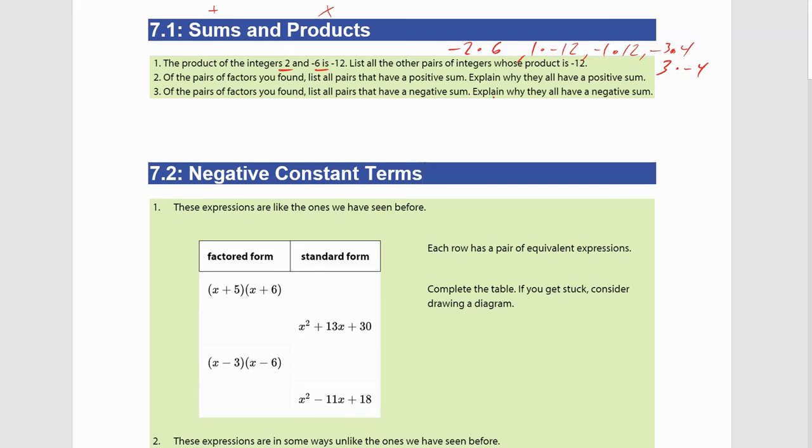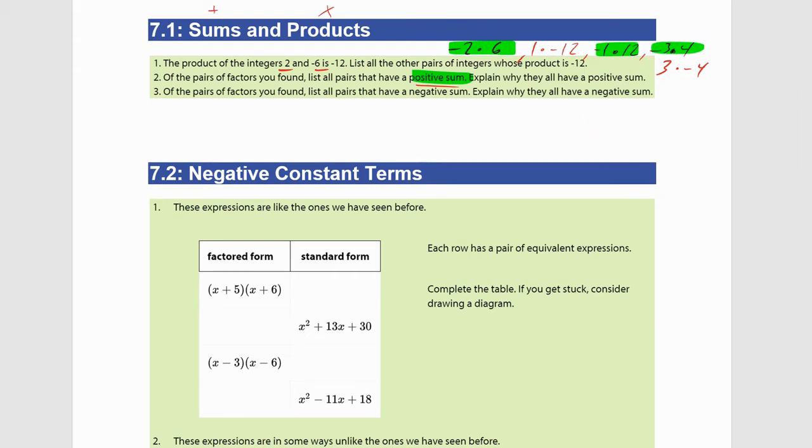Number 2: of the pairs of factors that you found, list all the pairs that have a positive sum. Let's go ahead and highlight those. -2 plus 6 is +4. 1 plus -12 is -11, so no. -1 plus 12 is +11. -3 plus 4 is +1. 3 plus -4 is -1, so no.